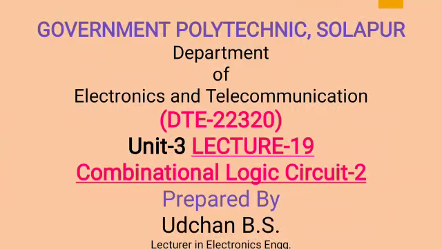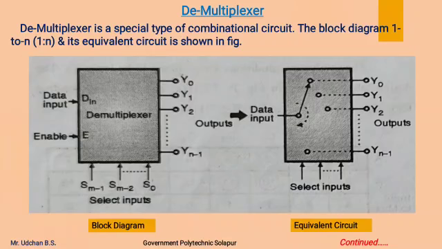Welcome all. In the last lecture we studied the design of multiplexer trees and the use of multiplexers in combinational logic design. Today we are going to study the demultiplexer. A demultiplexer is also a special type of combinational circuit.